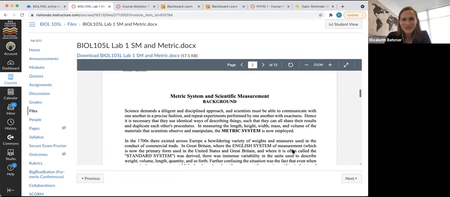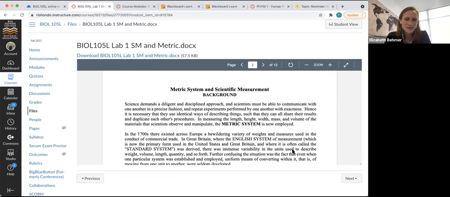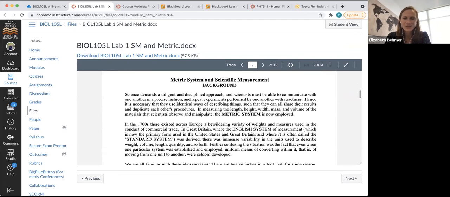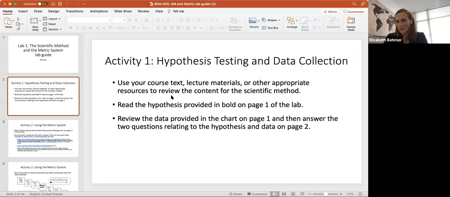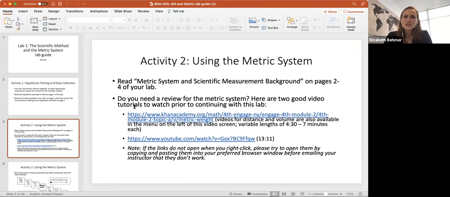And again, hopefully that makes sense. We're going to spend the majority of the time though on the metric system, because the metric system is always a little bit confusing, but we offer you a lot of different resources to help with the metric system. So we're going to read through the background together. You can read through it on your own on pages 2 to 4 of your lab worksheet.